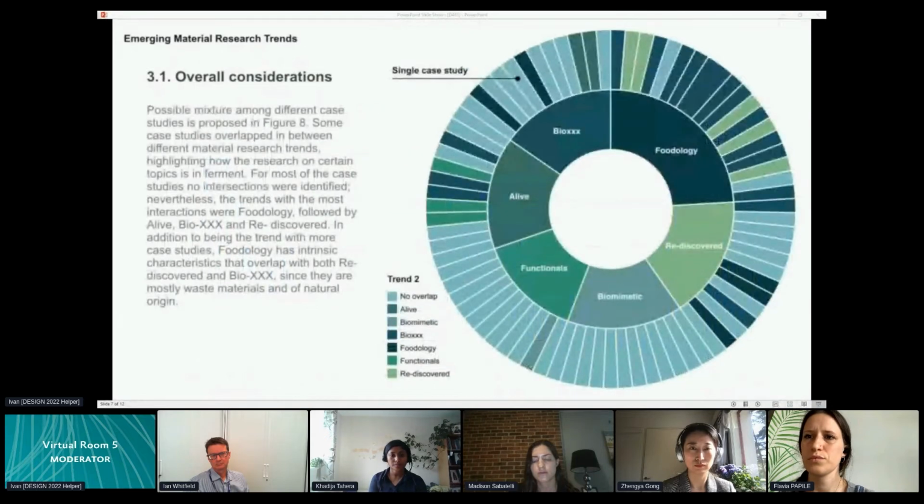Possible mixture among different case studies is proposed in this figure. Some case studies, in fact, overlapped in between different material research trends, highlighting how the research on certain topic is in ferment. For most of the case studies, no intersections were identified. Nevertheless, the trends with the most interactions were foodology, followed by alive, bio-XXX, and rediscovered materials.